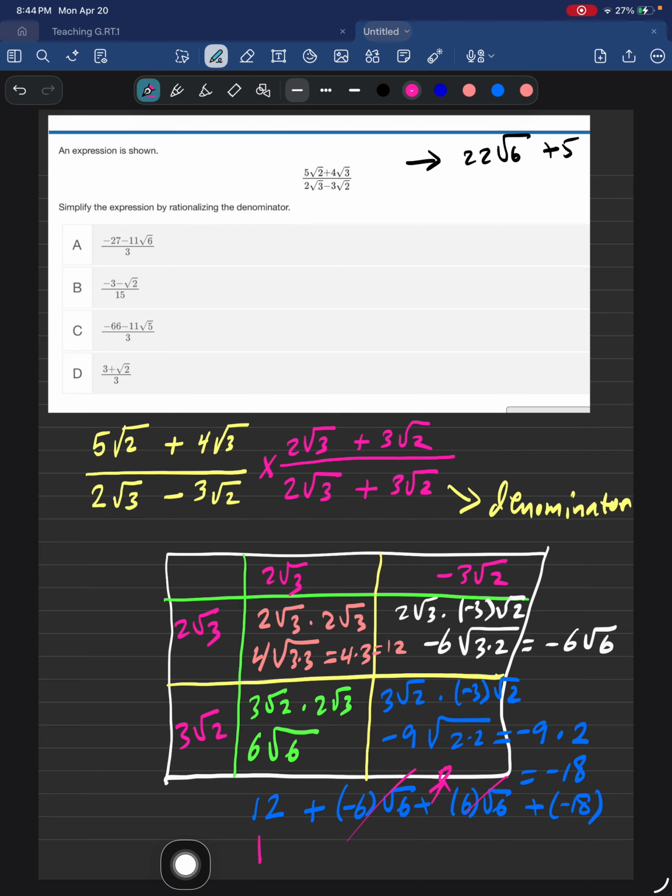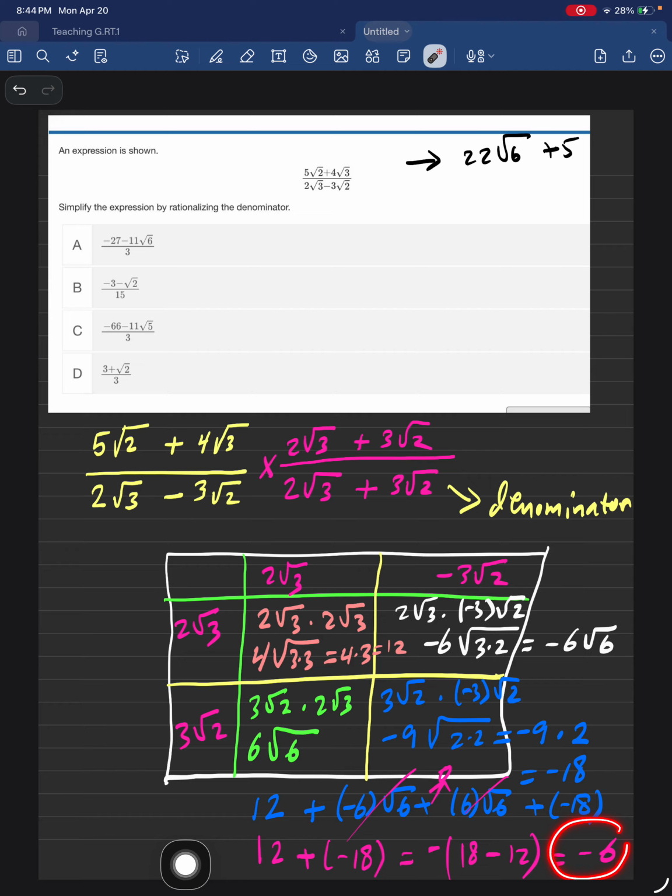And then we are left with 12 plus negative 18. We can subtract 18 minus 12, and the answer will be negative because the bigger number, which is 18, is negative. So we end up with 18 minus 12, which is 6, equal to negative 6. So now we take the answer we get, negative 6, for the denominator. So we will end up like this, divided by negative 6.